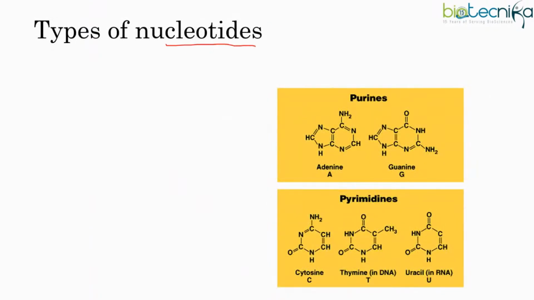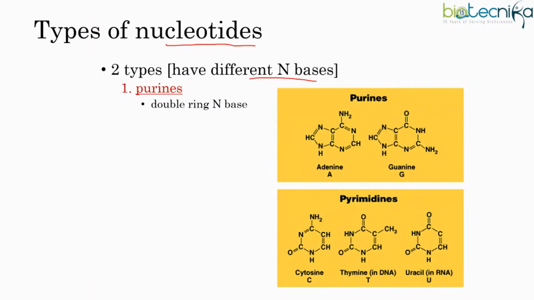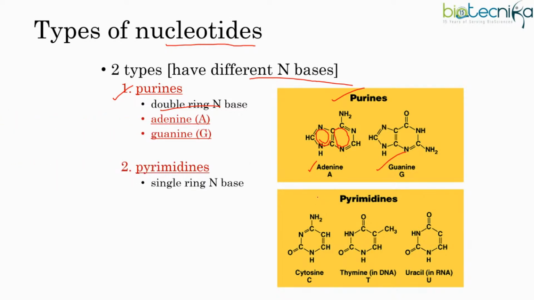What are the types of nucleotides that we have? We have two types, with different nitrogenous bases. The first type is purines. Remember, purines are double ring; you can see one ring over here and another ring over here. Under purines you have adenine and guanine. Next are pyrimidines, which have a single ring nitrogenous base. There are three types: cytosine, thymine, and uracil. Uracil is present in RNA, and thymine is present in DNA.